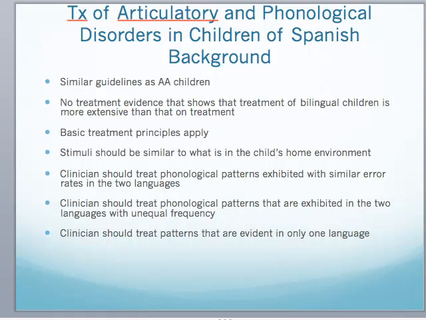Consider that the clinician should treat phonological patterns that are exhibited with similar error rates in the two languages. He or she should also treat phonological patterns that are exhibited in the two languages with unequal frequency. Finally, clinicians should treat patterns that are evident in only one language as well. So it can vary depending upon what the needs are in one language, two languages, or both languages.